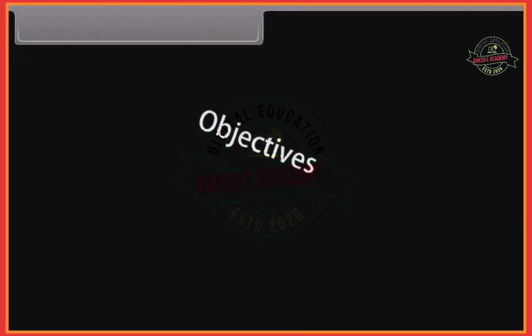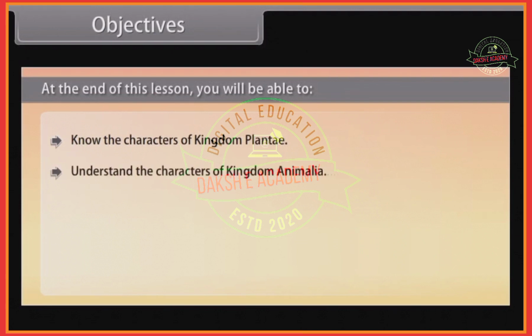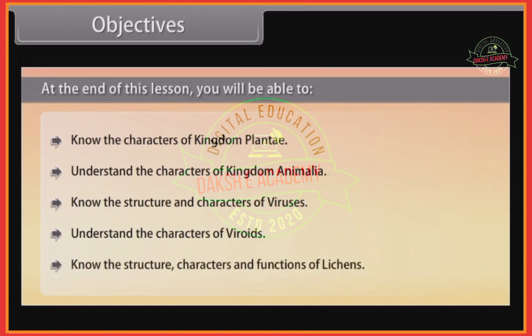Objectives. At the end of this lesson, you will be able to know the characters of kingdom Plantae, understand the characters of kingdom Animalia, know the structure and characters of viruses, understand the characters of viroids, and know the structure, characters and functions of lichens.